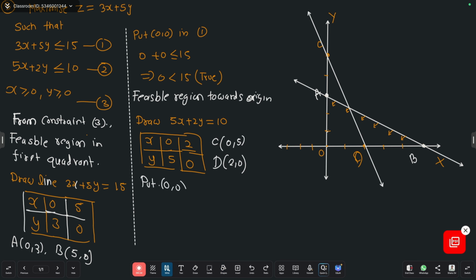Put 0, 0 in constraint 2. Then 0 plus 0 less than or equal to 10. 0 is less than 10, true. So the feasible region is towards the origin.